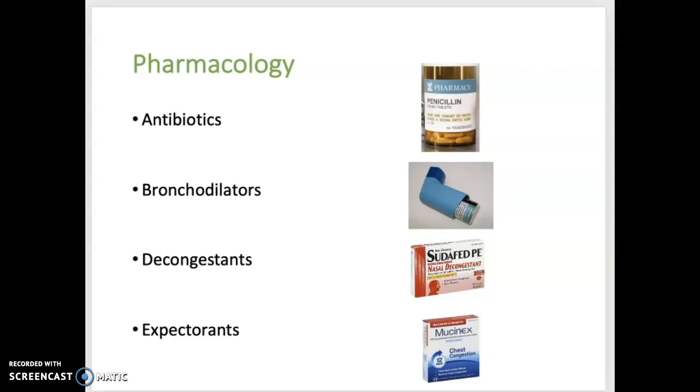Bronchodilators, these relax the muscles in the bronchi. So when they relax, it opens up the airways. So there's more room for air to move through. Decongestants constrict blood vessels in the nasal passages, which limits blood flow. And by doing that, it reduces inflammation. And expectorants, these liquefy respiratory secretions so they can be easily dislodged during coughing.